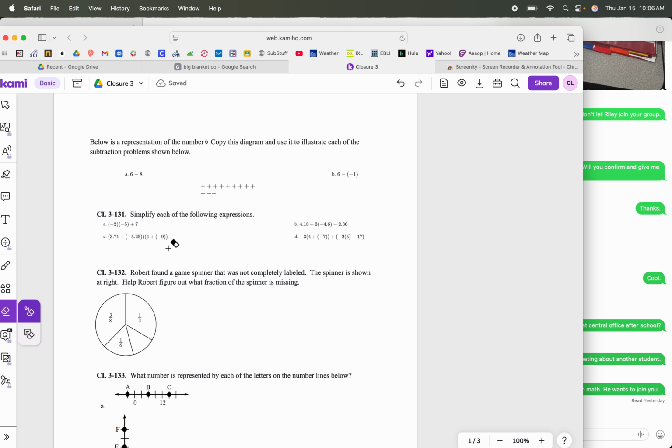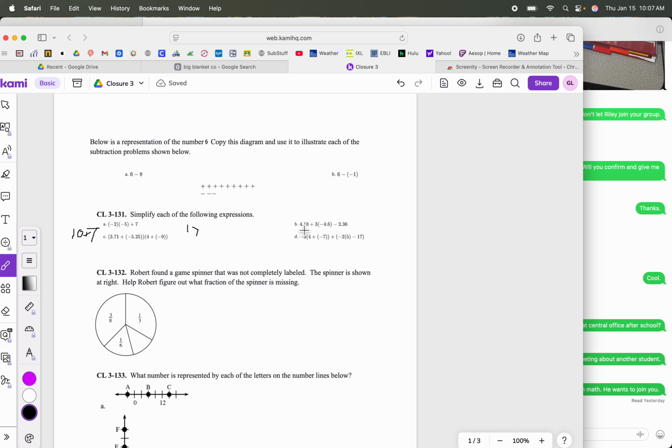All right, moving on to our next problem. Negative 2 times negative 5 plus 7. This is when you need to start doing your PEMDAS. You have to multiply first. I know that 2 times 5 is 10. So we got us a 10. I also know that a negative times a negative, since the signs are the same, is going to be a positive, right? So this really becomes 10 plus 7. 10 plus 7, 17. So the answer for the first problem is 17, right?